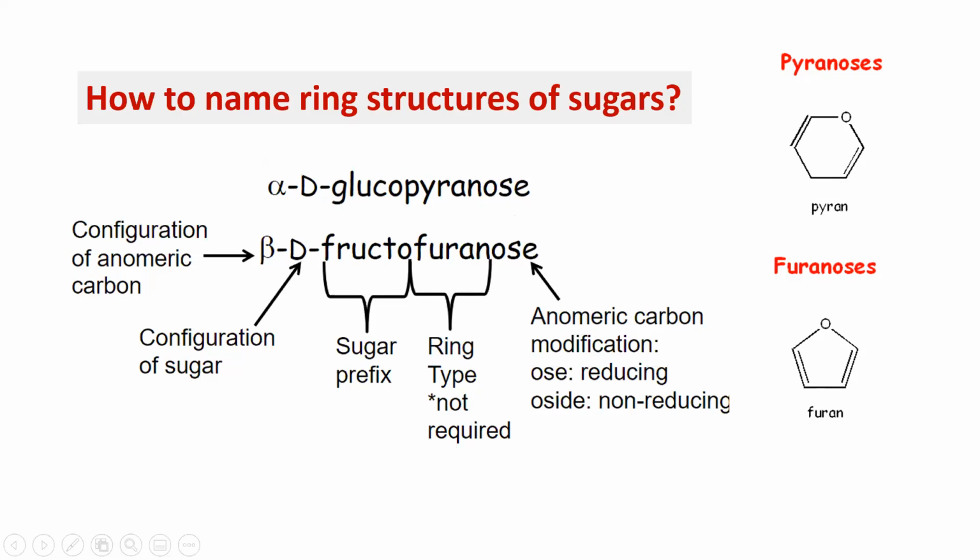The goal is to make sure that you understand that each of these elements is something that you have learned. You cannot have any control over gluco or fructo, but you should know what alpha and beta are, and you should know what the L and D forms are.